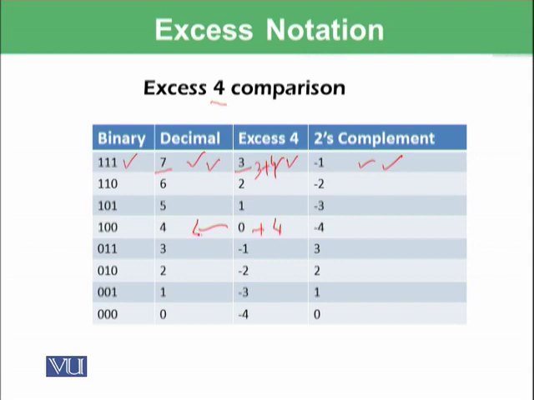Or in other words, whatever the number in binary, you can simply subtract 4 from that number and you will get the corresponding excess 4 notation. And similarly you will get it for other excess 8 and excess 16.